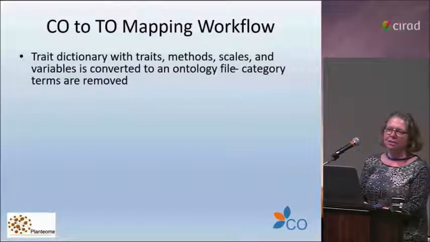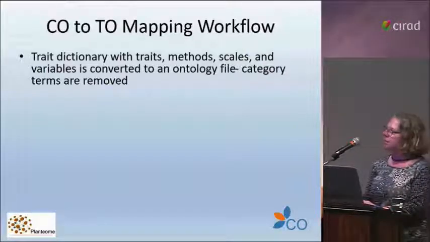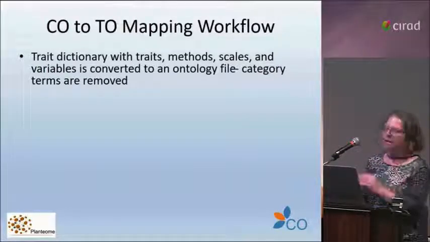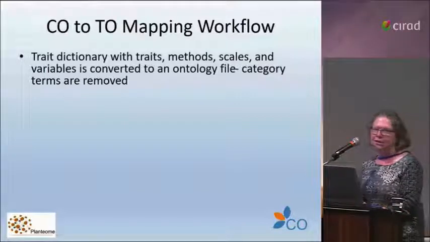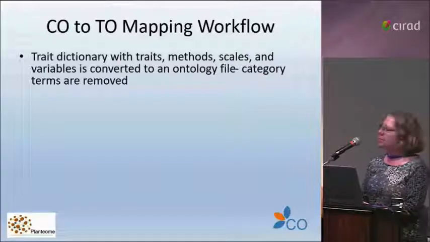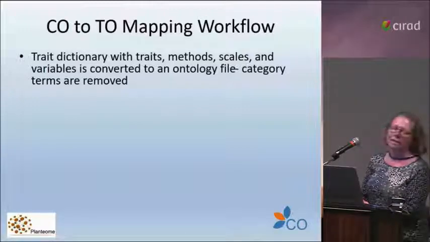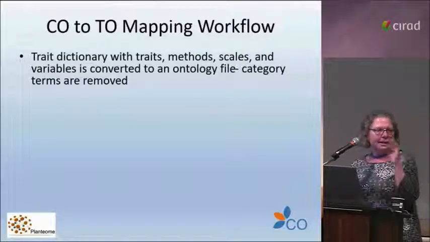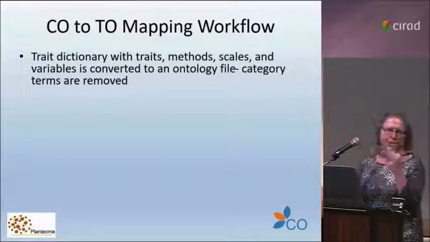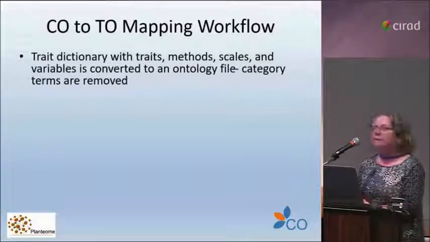So I wanted to just give a little example of what our workflow is for mapping between the crop ontologies and the reference ontologies. The first step is the trait dictionary, which is developed by the different CG centers, contains traits, methods, scales, and variables, and that's converted into an ontology file by Marie-Angelique. And at that point, the category terms are removed, and that means in the trait dictionary ontology file, they have like agronomical, morphological, these different trait categories. So those are removed, and then we just have a flat list.